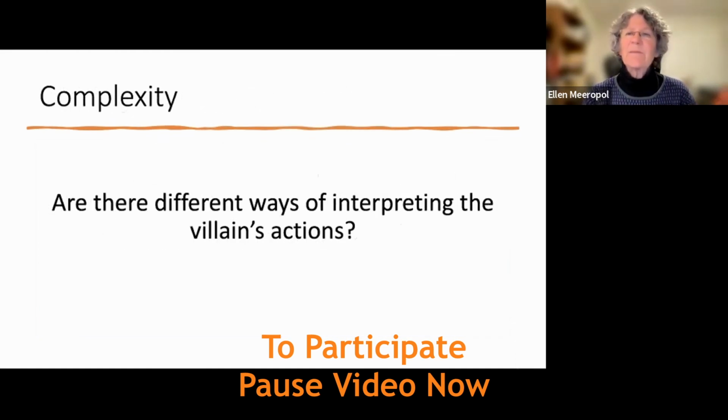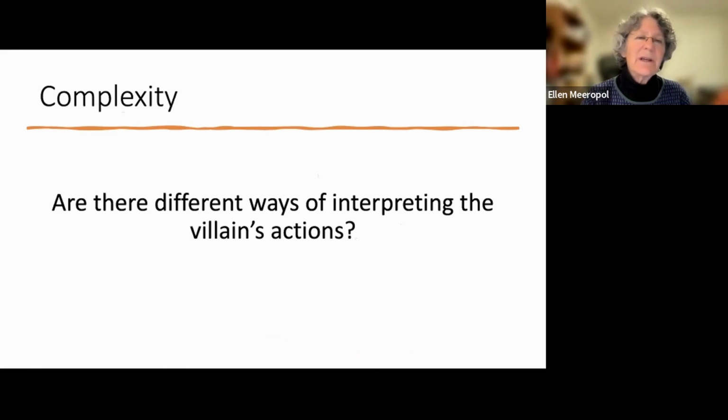The third element is particularly interesting to me, and that is, are we so sure that the villain is really the bad guy? I guess I could have called this ambiguity instead of complexity. There are at least two ways of thinking about this. Most commonly, it's used in thrillers or mystery novels where it might not be clear for much of the story who is the good guy. Gone Girl is a great example of this.